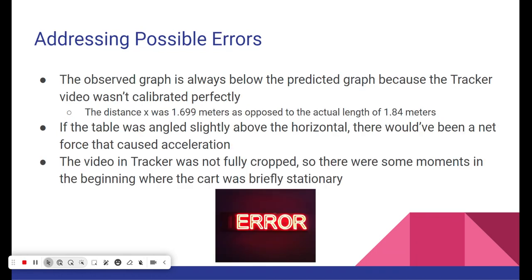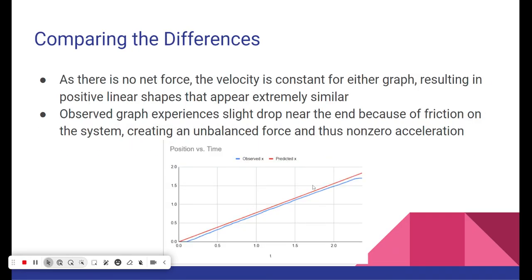And also, if the table was angled a bit above or below the horizontal, there would have been a net force that caused acceleration and therefore messed with our notion of constant velocity. And the video tracker was also not fully cropped out, so there were some moments in the video where the cart was fully stationary when it should have been cruising along already. So here is why the blue graph is below the red graph and also has some dips here and there.